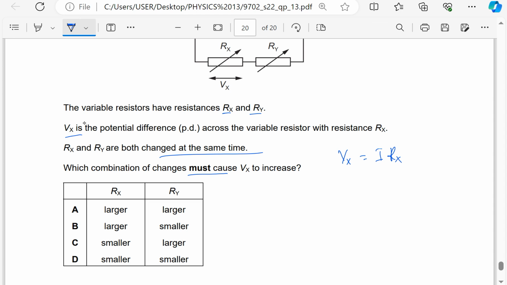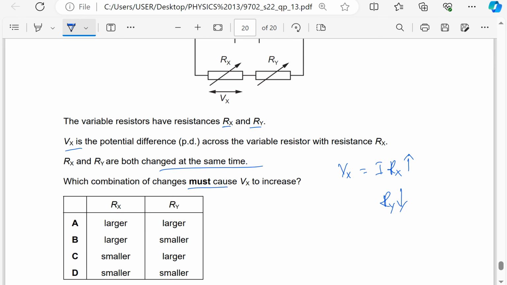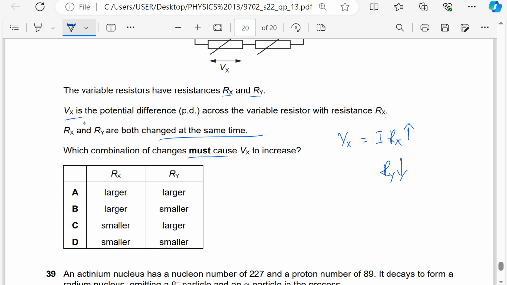So we want Vx to increase. Definitely Rx should increase and Ry should decrease. Because the same current is going to go through them, Rx should increase as Ry decreases if we want Vx to increase. So Rx should become larger and Ry should become smaller at the same time because they are sharing the power supply. So if we want Vx to be bigger, then Ry should be smaller so that the PD across Ry is smaller, which makes the PD across Rx bigger. So the answer is going to be B.